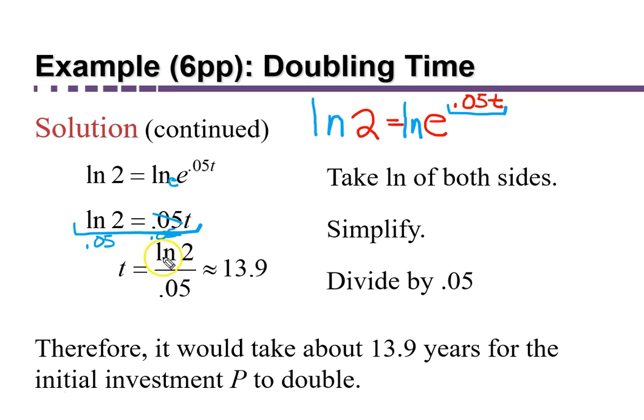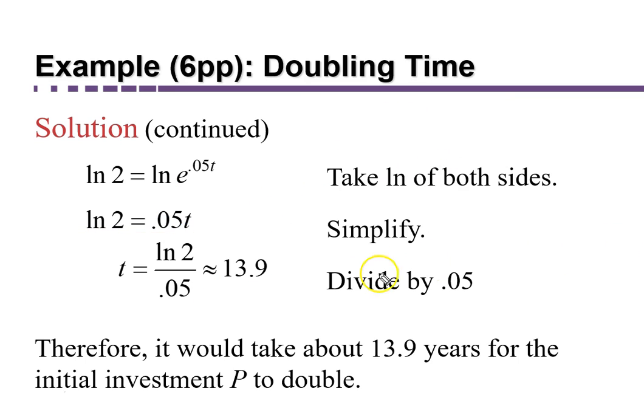Now, this is what you put in your calculator. The natural log, and you have to try this, the natural log of 2 divided by 0.05 gives you this. So the answer statement is going to be, it's going to take about 13.9 years for that principal to double in its value. Wow. The use of mathematics.